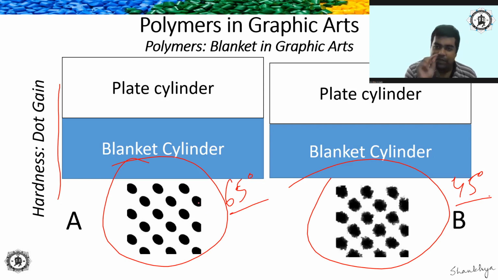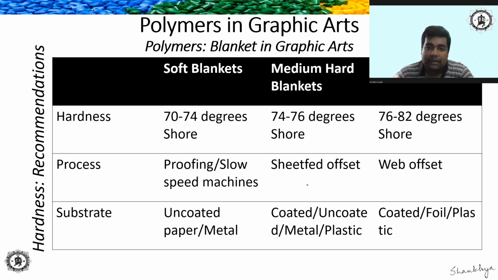That means what? The nip pressure, the point of pressure between the blanket and the substrate, is not providing much wiggle room, and it's very stiff at that particular point of nip. Because of this particular factor, harder blankets give better and sharper dot reproduction, as opposed to softer blankets. So there you can see the different types of blanket hardness that is given, and what type of process they are basically used in.